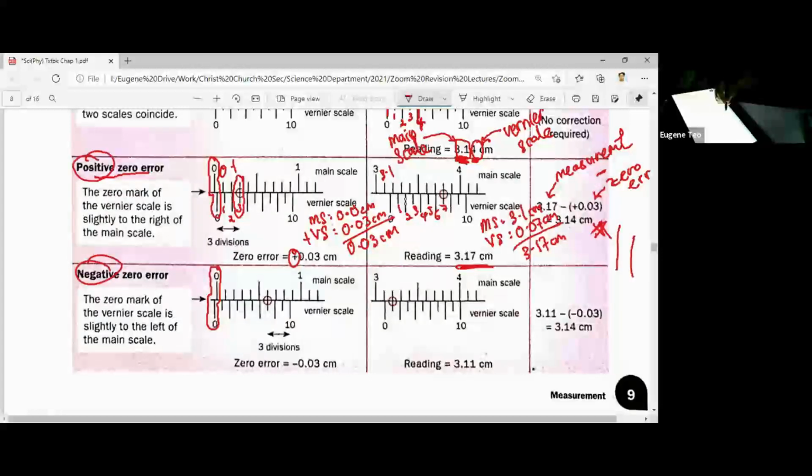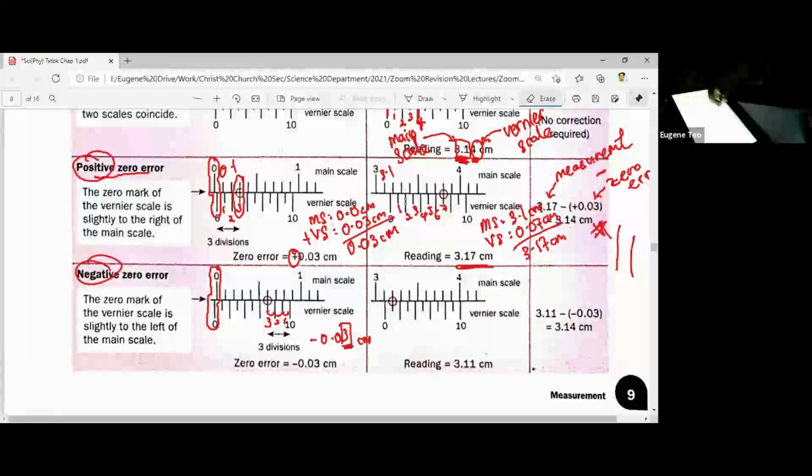Okay, how to read negative zero error? Do take note this is slightly different from the positive zero error. What you need to do is to count backwards. Typically for a negative zero error, it will always be negative 0.0 something cm. So what is this value here? It's actually seeing where you read. This time around, because of a negative zero error, you count backwards from 10. So what you're going to have here is 1, 2, 3. When I count backwards, it's 3. So I know it's a negative 0.03 cm.